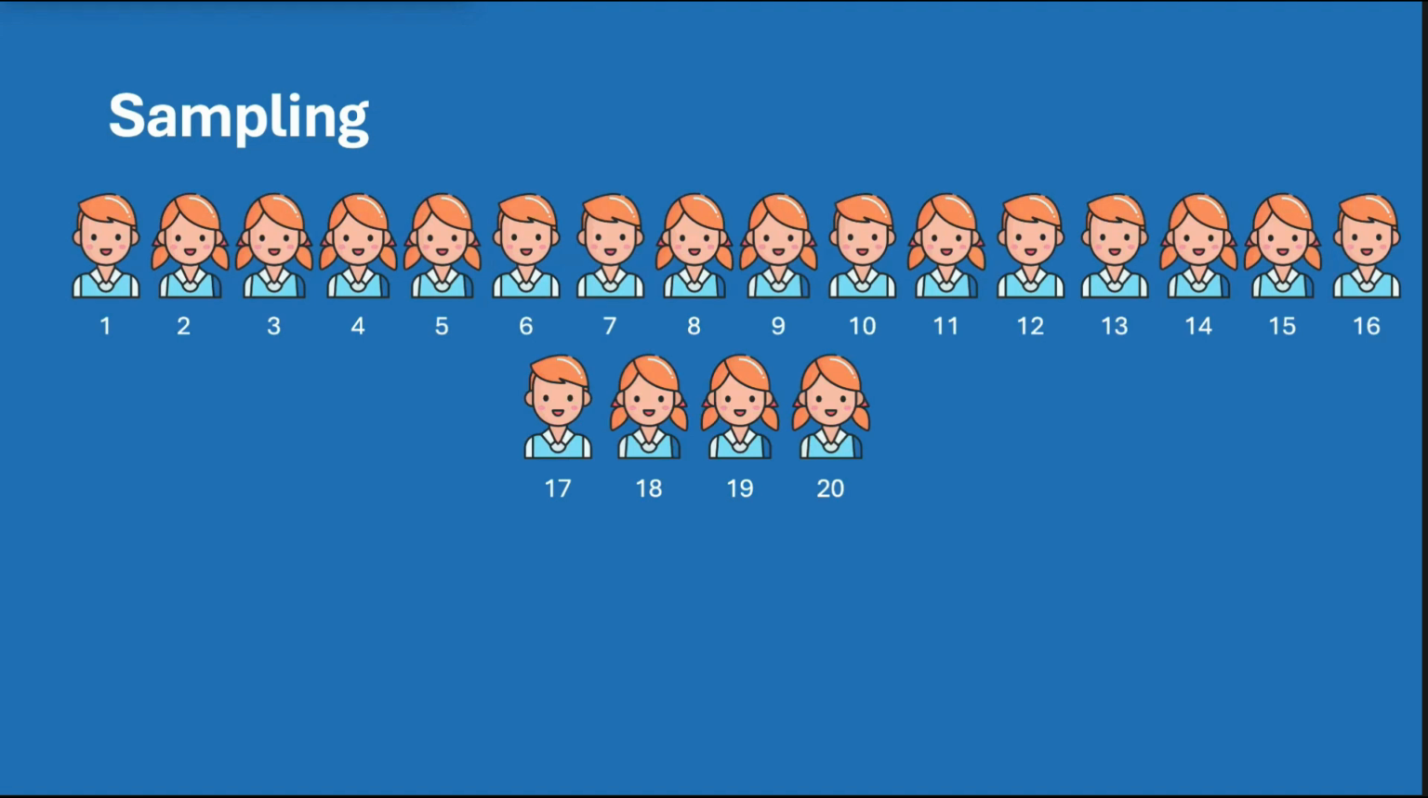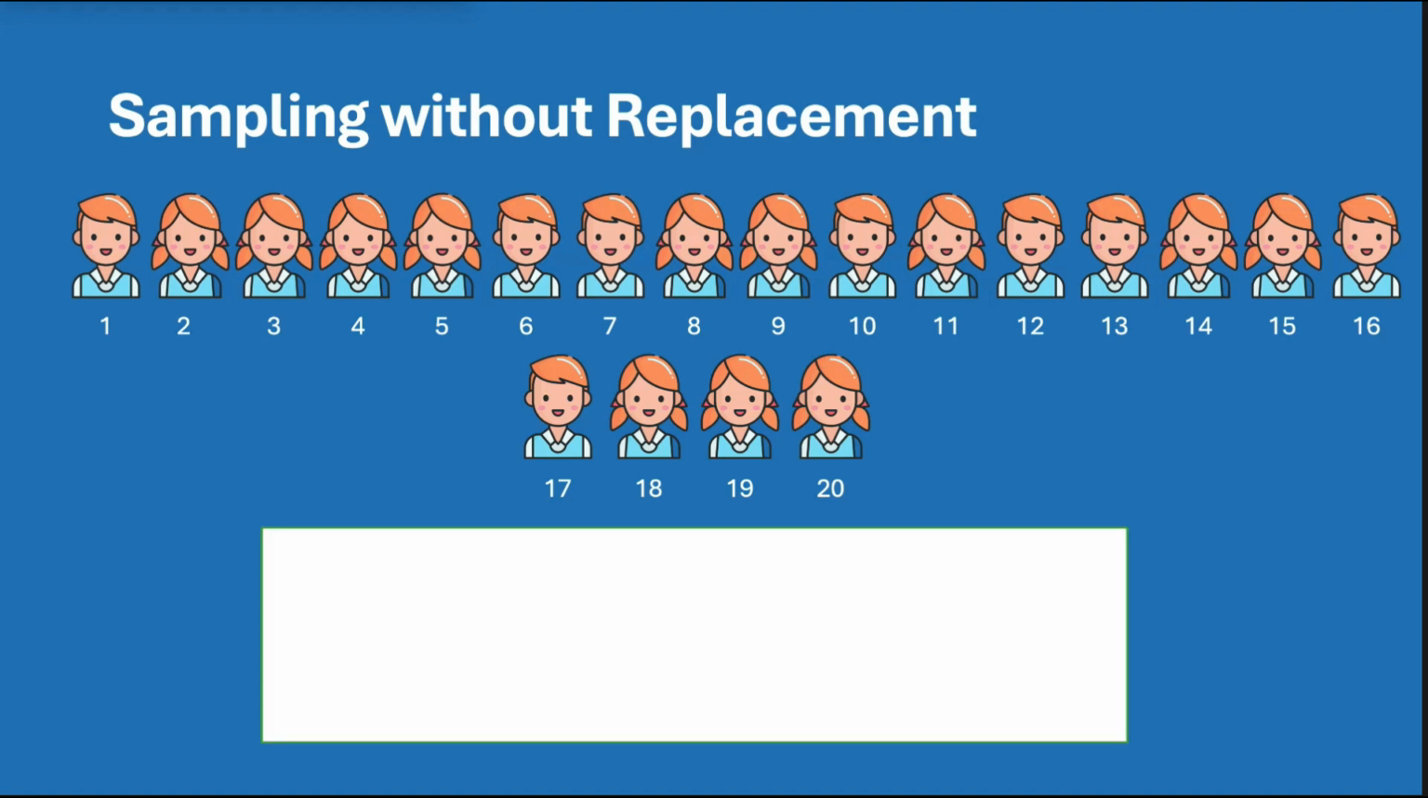To demonstrate some of these concepts, let's consider a fictional group of 20 students, 12 women and 8 men. From this group, we will select a sample of 5 students. The initial sampling method we present is random sampling without replacement. In this method, we start by randomly choosing a student from the overall population.